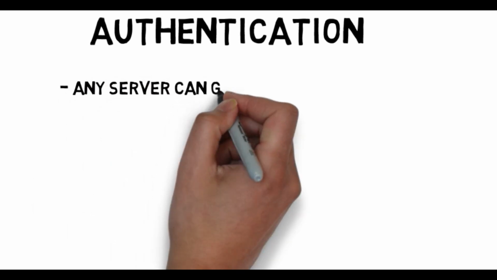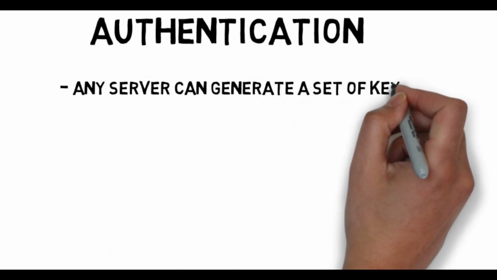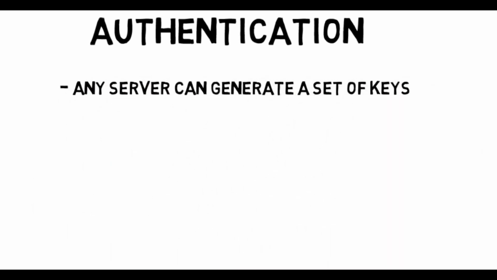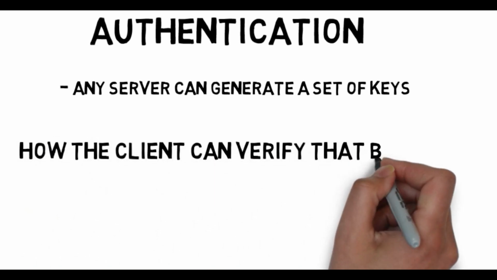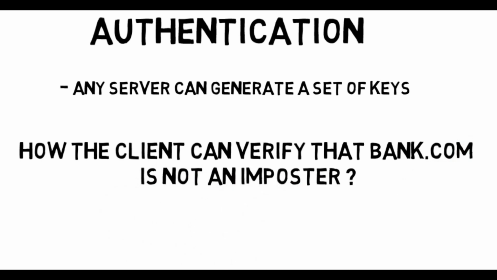Any server, like the one in our example, bank.com, can generate asymmetric keys using various tools that we will explore in this course. But how does a client, like a web browser, know that the server is who it claims to be? How can the client trust that it's not communicating with an imposter? If the web server claims to be bank.com, how can we confirm that as a client?